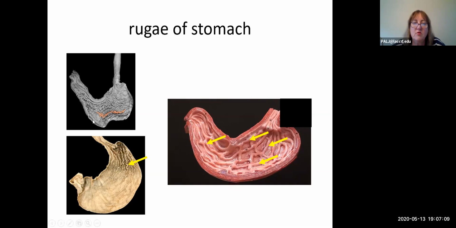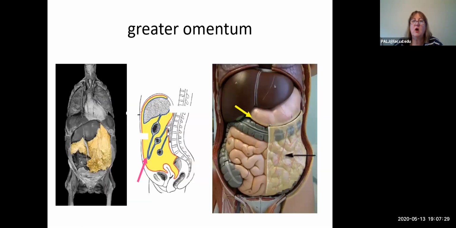The models are going to show rugae all the way through, but if I give you a picture of a cadaver, notice that especially as you age, they are much more prominent in the proximal portion and not nearly as many distally, even on this younger person's stomach, much more prominent in the proximal half than they are in the distal half. So that's it for inside the stomach.